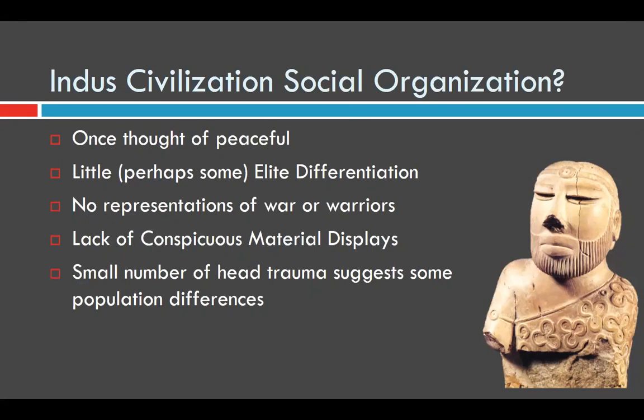How is Indus socially organized? Once thought to be, of course, a peaceful utopia, egalitarian, with very little, maybe some, but little elite differentiation between groups of people. There's no representations of war or warriors. So if there was a warrior class, we don't know about it because they never mentioned it, and it doesn't show up archaeologically. So it suggests to us there wasn't much of a military presence or warrior class.